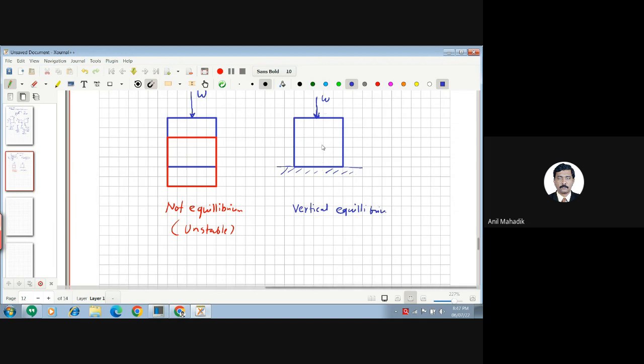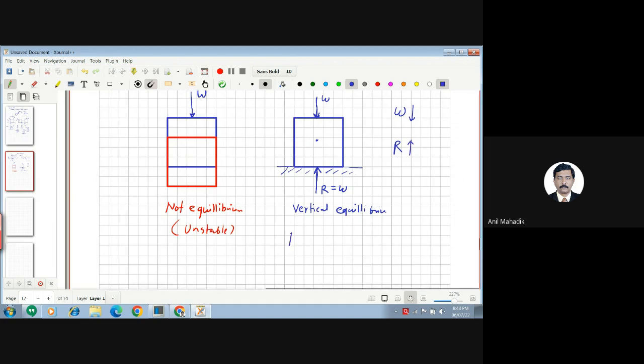And who is making this equilibrium condition? Due to the reaction. So there is an equal and opposite reaction, R. R is equal to W. So this is causing that equilibrium, and that's why this object will be stationary at the same level vertically. So this W is downward and the reaction is upward, equal and opposite.